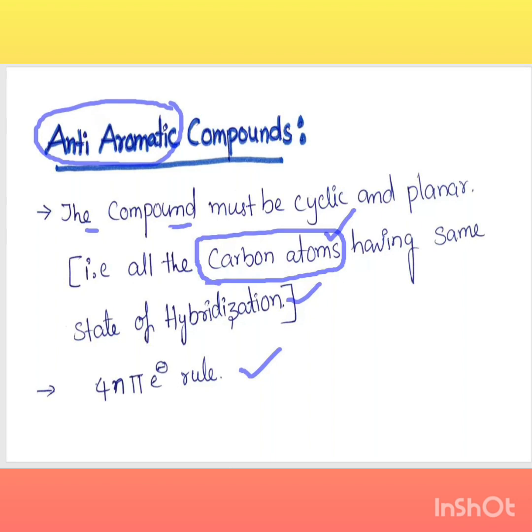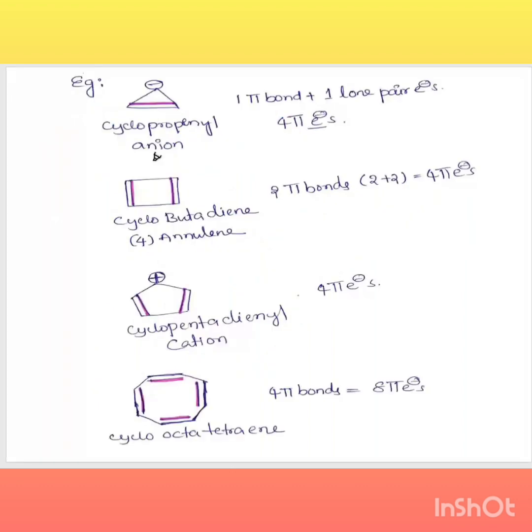Let's see the examples. Cyclopropenyl anion: how many pi bonds are there? One pi bond and one negative charge. The negative charge means it contains a lone pair of two electrons. So one pi bond plus one lone pair gives 4 pi electrons. It follows the 4n pi electron rule, which is anti-aromatic.